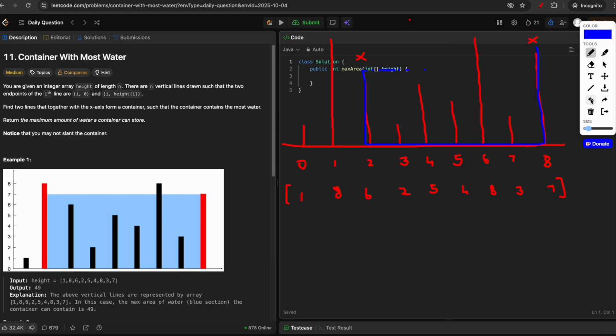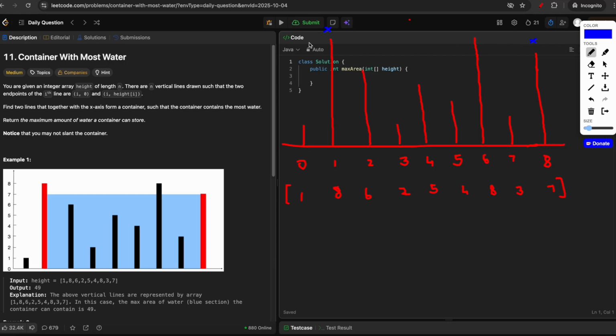So let me just remove this. Similarly, if we again pick these two, we have the container like this, but the water will be only filled up to this level. So the width will be 7 minus 2, which is 5, and the height is 3. So the volume is 15. In this problem, we just have to find two lines which will give us the maximum area. So the answer is picking the last line and the second line.